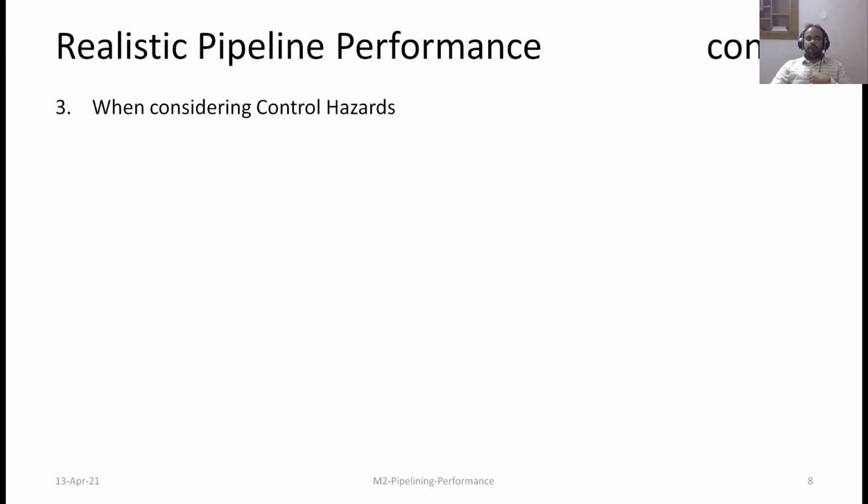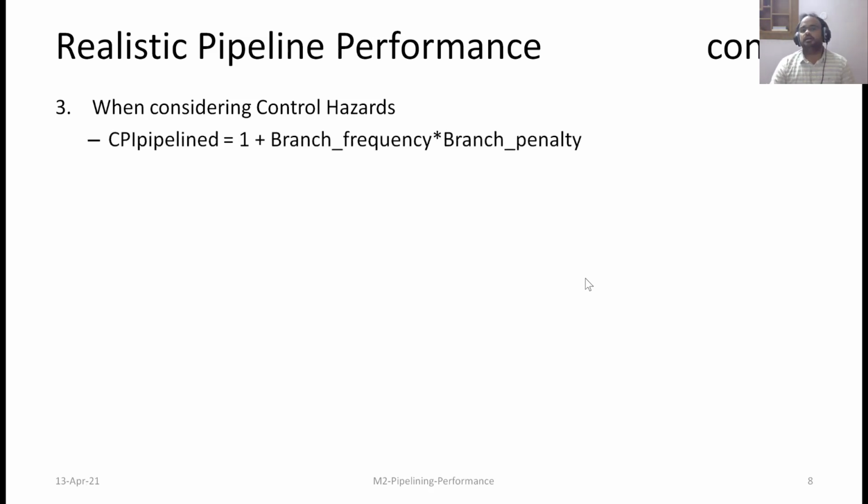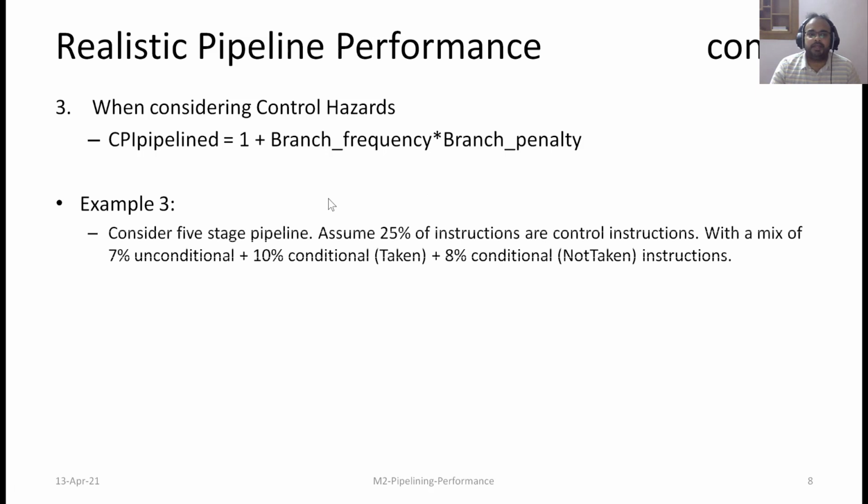Some more scenarios. What we have seen earlier is data hazards, but what happens if there are control hazards is something similar. Let's assume that there are no data hazards. The control hazards are accounted for by the frequency of branches times the penalty for each branch. Okay. Now let's look at an example.